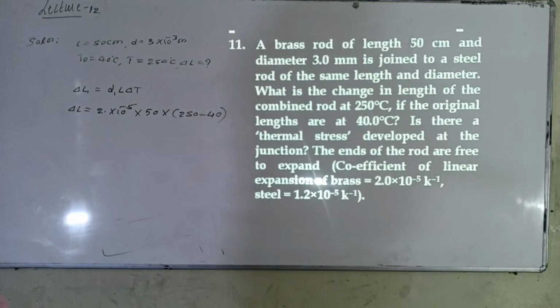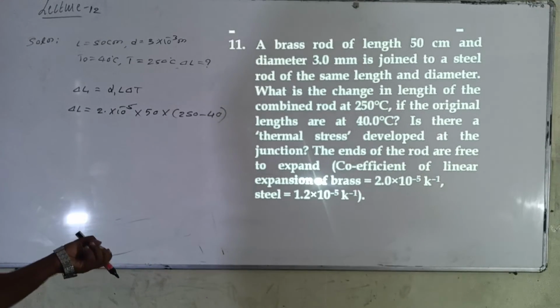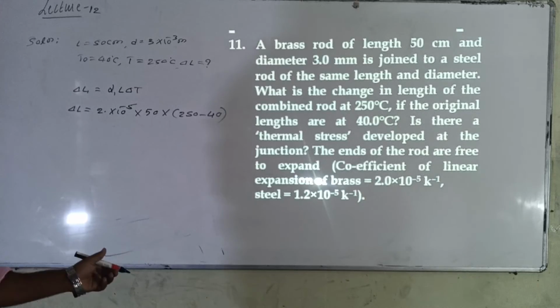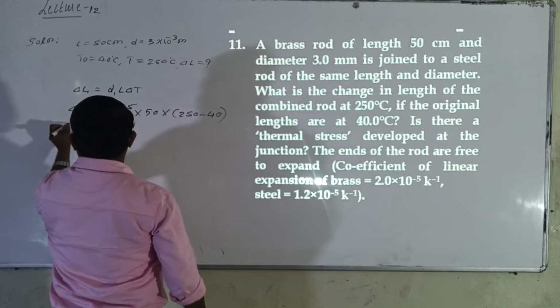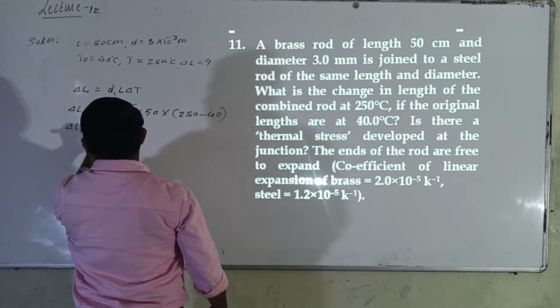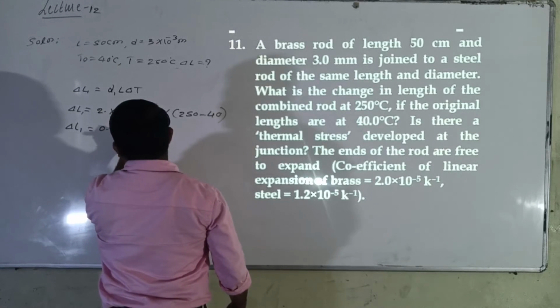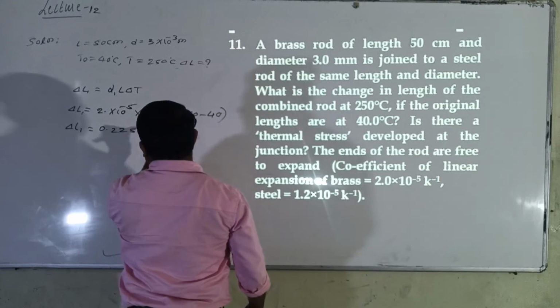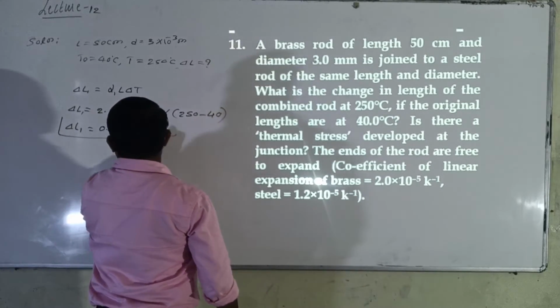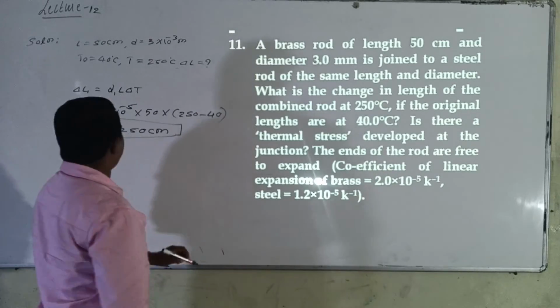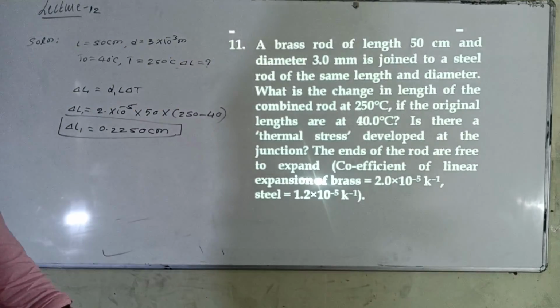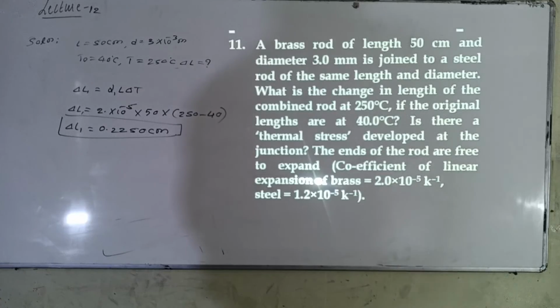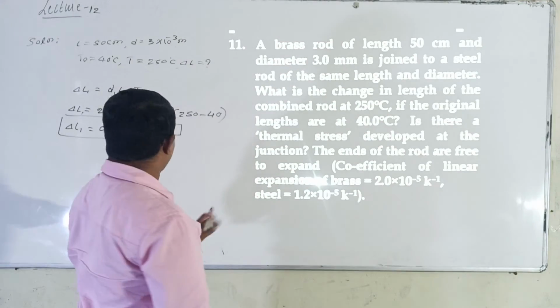Then shall I go for delta L1? Coefficient of linear expansion is like this. Then delta L1 you can find is 0.2250 centimeter. Delta L1 is equal to 0.2250 centimeter. This is the expansion of brass. Similarly, we will see the expansion of steel.